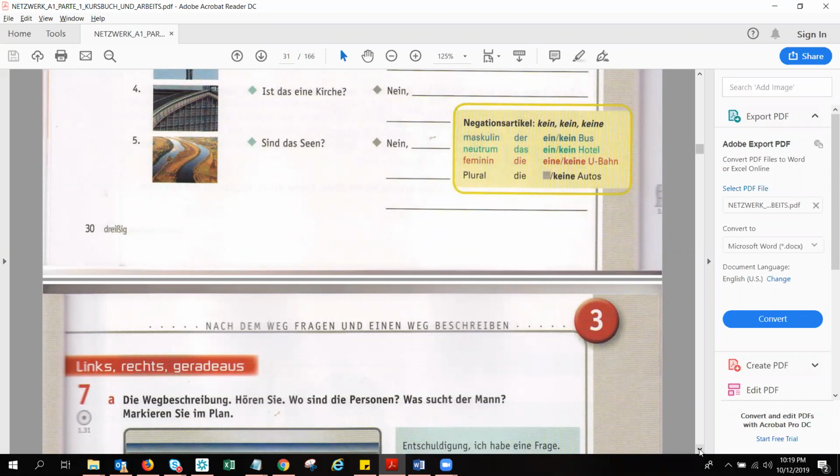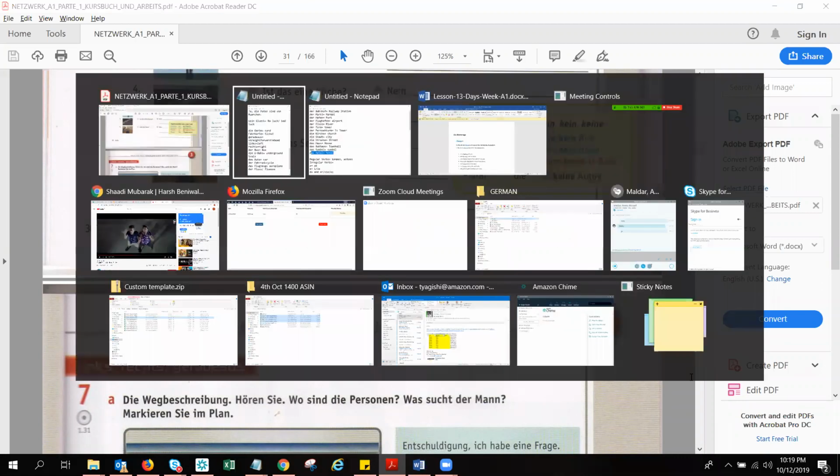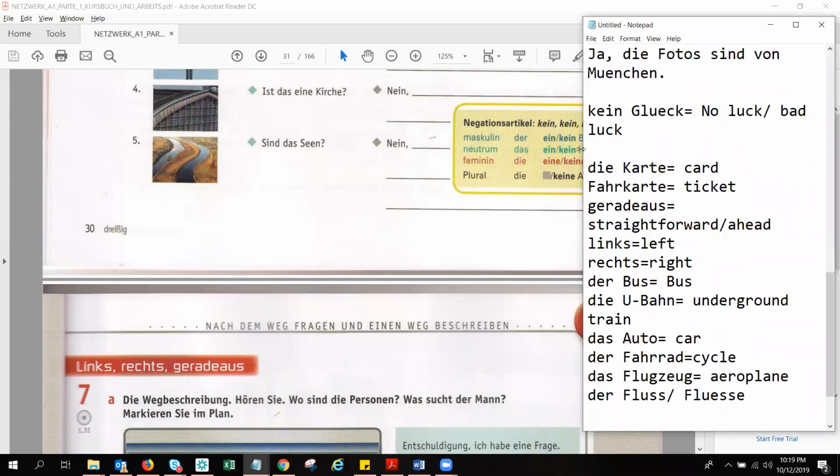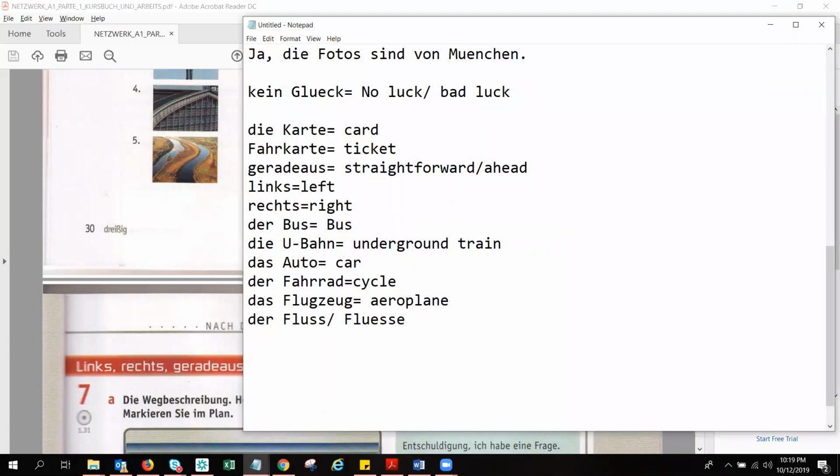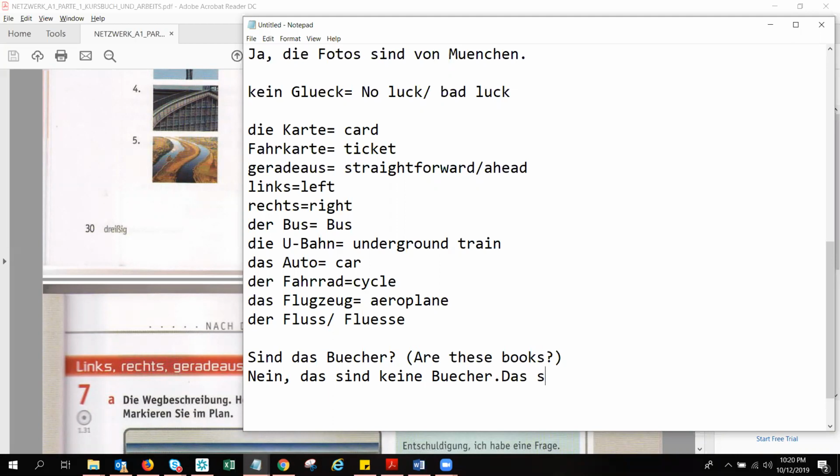Please, now, can you write it for us? Sure. So if you're asking sind das Bücher, Bücher is like books. Are these books? And these are not books, these are photos. So I'll say nein, das sind keine Bücher. These are no books. Das sind Photos.